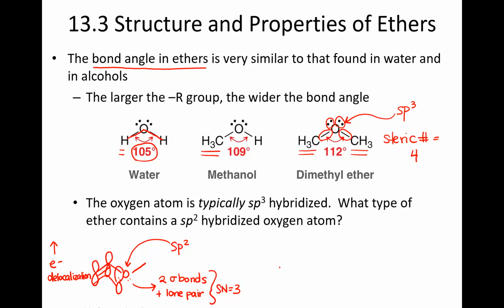So another example of an oxygen which would be sp2 would be if the oxygen of the ether was right next to an aromatic ring, right? So it's right next to an sp2 hybridized carbon with a p orbital. Therefore, one of the lone pairs on this oxygen will also be in a p orbital, and this oxygen will be sp2.